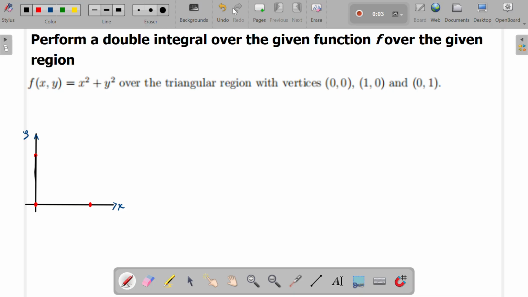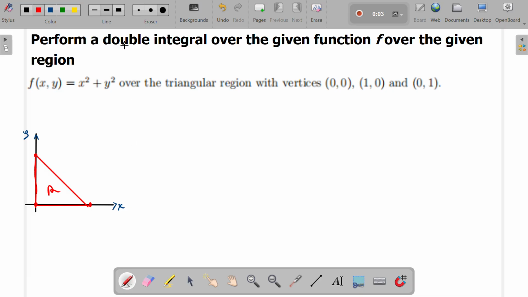Okay, so let's connect them this way. So we have this one, we have this one like that, this one like that, and that one there. So this right here would be our region R, which would be the region of integration.